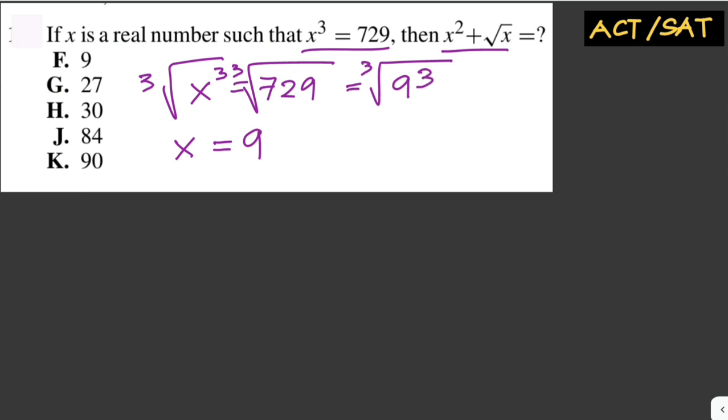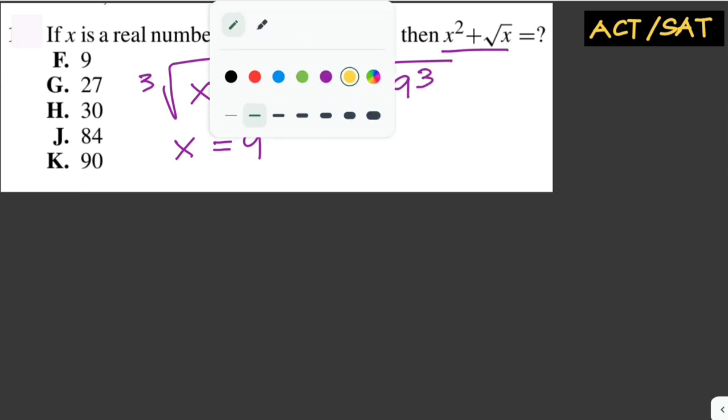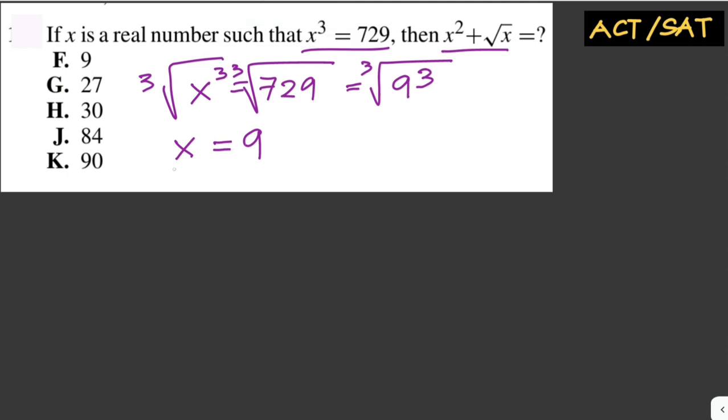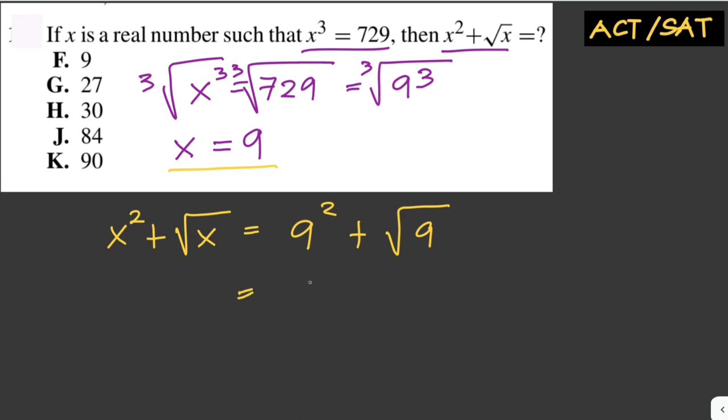And now we can solve for x squared plus square root of x by substituting the value of x. So x squared plus square root of x is just equal to 9 squared plus square root of 9. So 9 squared is just equal to 81, and the square root of 9 is just equal to 3, and this is just equal to 84. Therefore, the answer here is letter J.